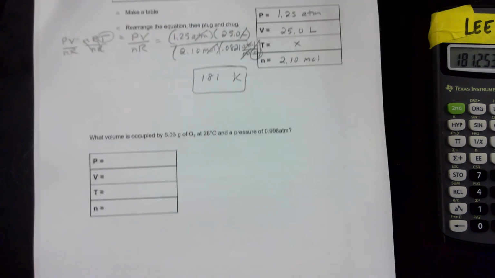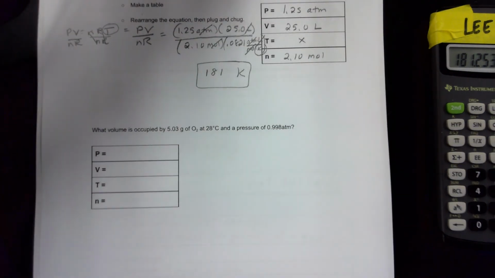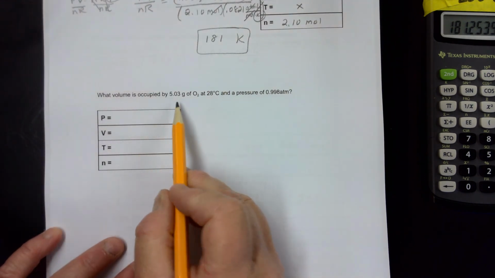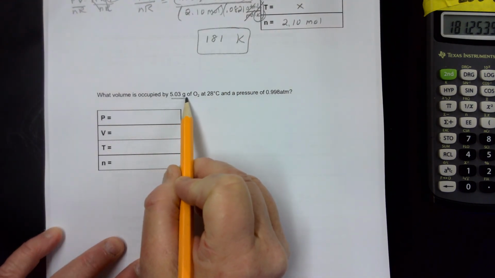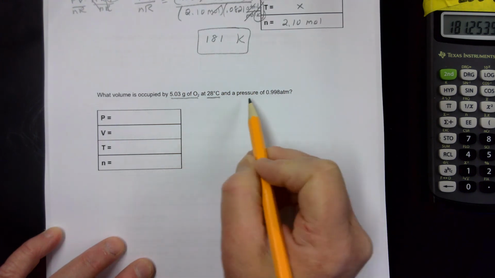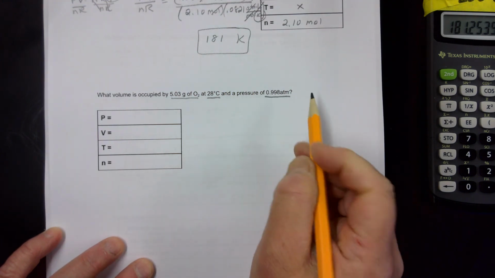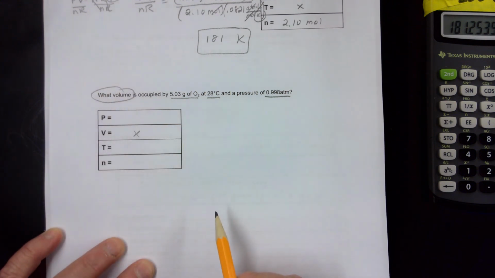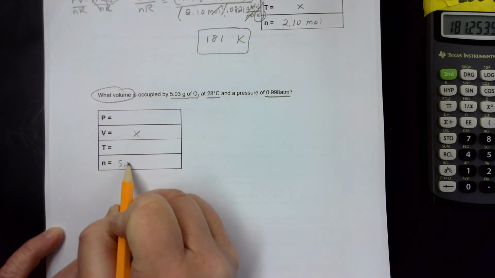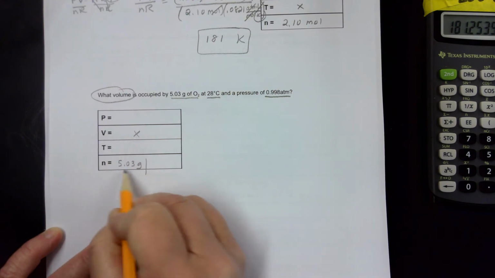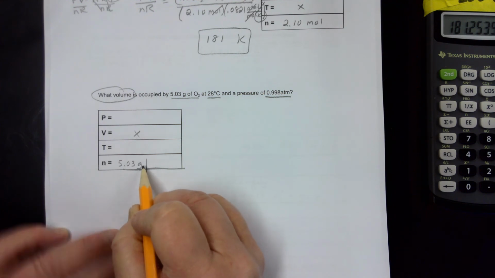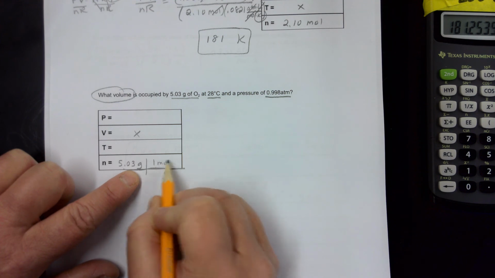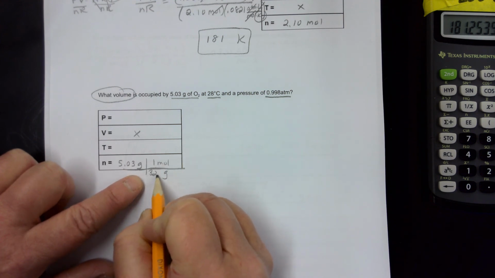All right, let's take a look at the second problem that we have to try here. What volume is occupied by 5.03 grams of O2 at 28 degrees Celsius and a pressure of 0.998 atmospheres? What volume is occupied? So volume is our x. We've got 5.03 grams, but that is not moles. So we have to convert. So this is grams of oxygen to 1 mole. 1 mole of oxygen will be 32.0 grams.